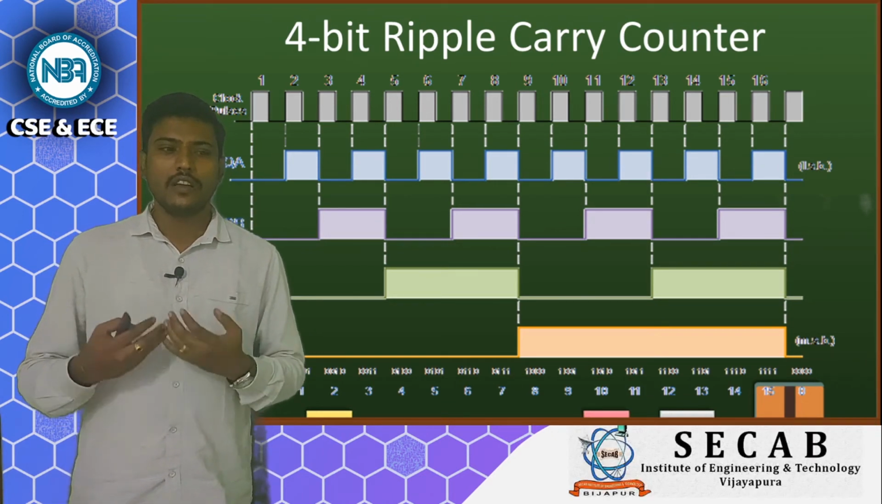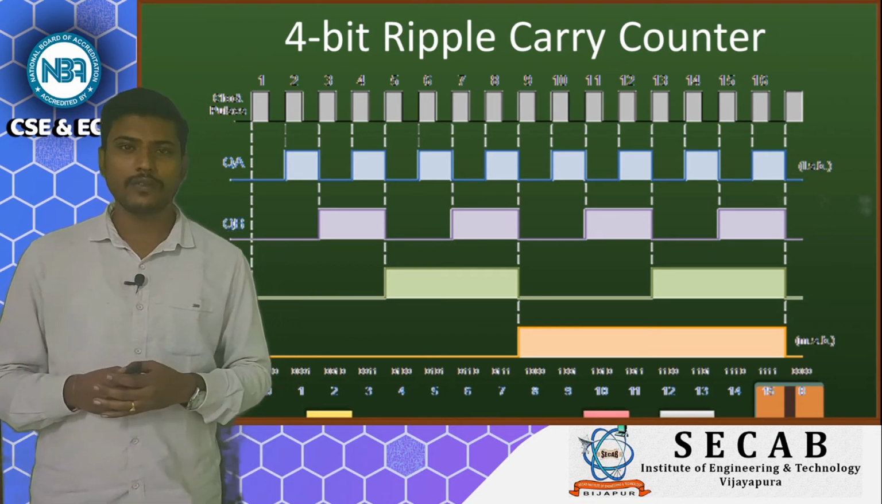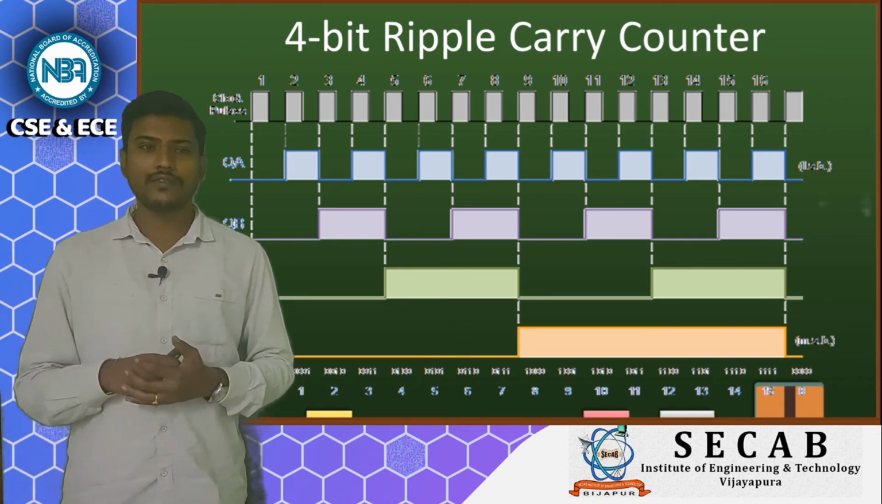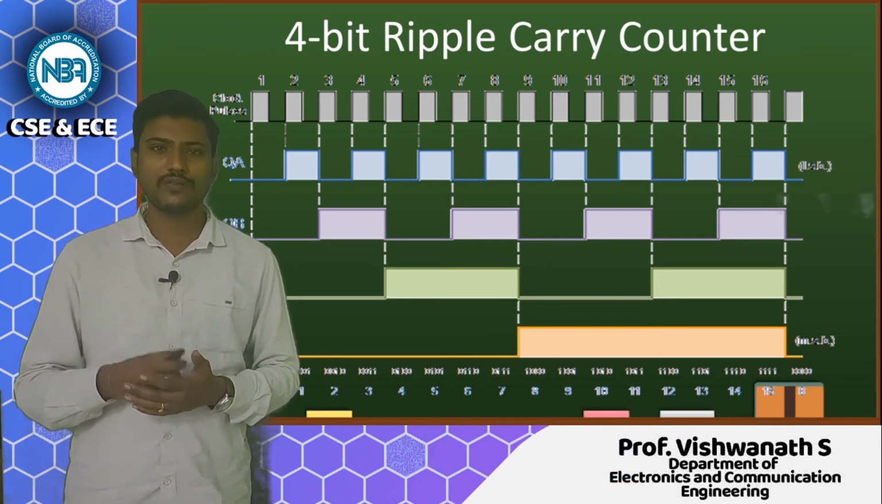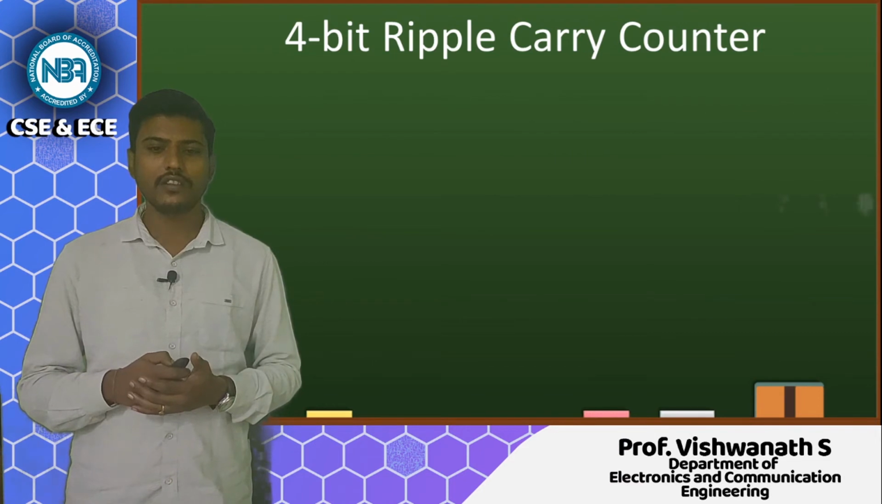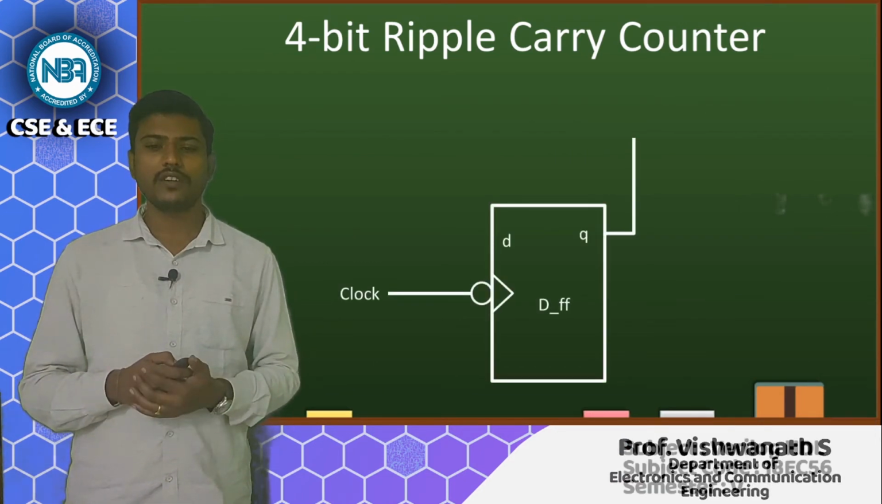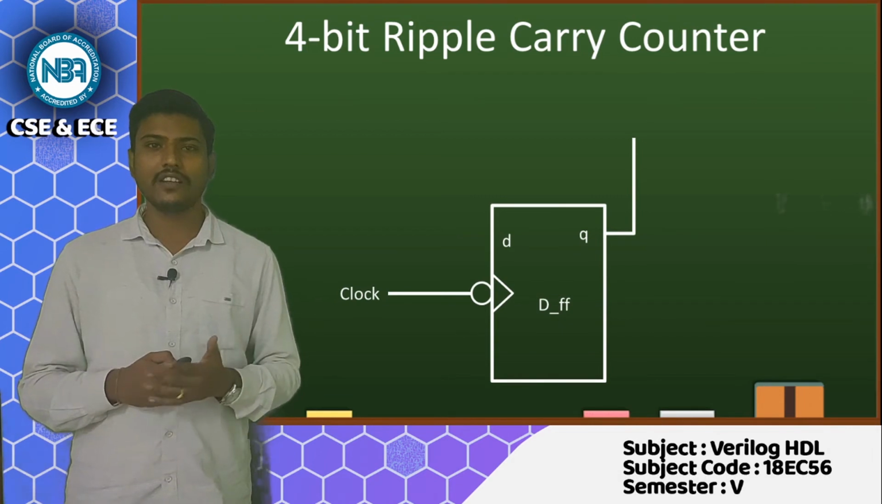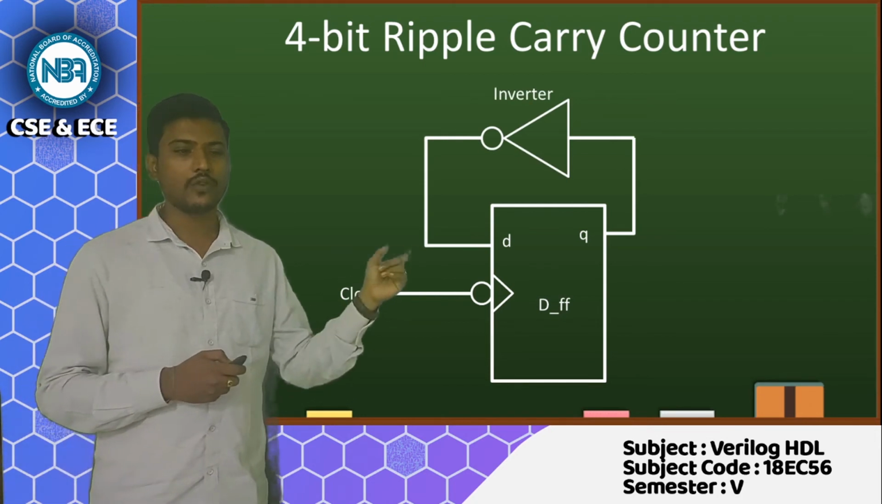But I have only a D flip flop with me, I do not have a T flip flop. So, from the D flip flop I need to derive my T flip flop. How can we derive that? The T flip flop can be derived from a D flip flop if I connect the output of the D flip flop to an inverter, and that inverter's output I am going to connect to D.